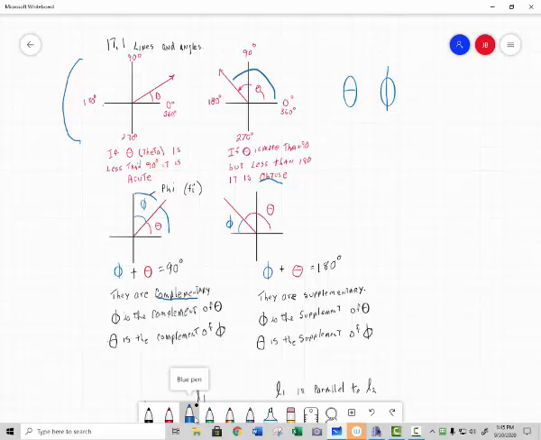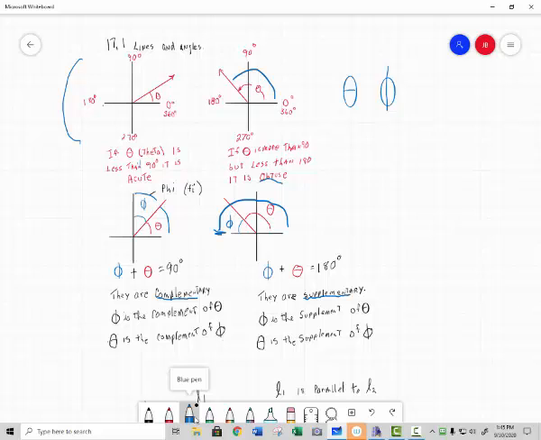If they in fact add up to 180 degrees, all the way around to this point right here, then they're said to be supplementary: phi is a supplement of theta, theta is a supplement of phi. Pretty straightforward. That's all we need to know.